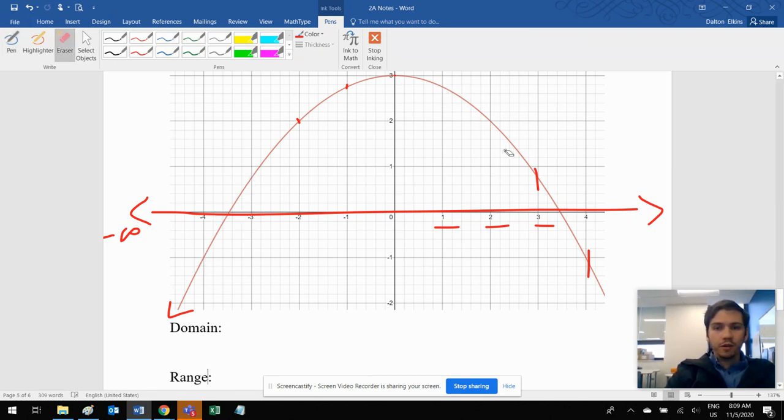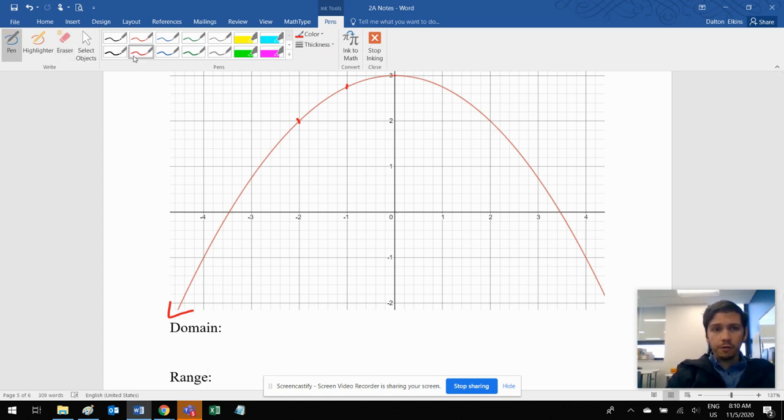And what's actually super nice about the domain, you guys are going to love this. For most quadratics, almost all of them that we are going to look at, in the future this will change, the domain is going to be all real numbers, which can be represented as -infinity to +infinity, right? That's every single number. Every single number is in between -infinity to +infinity.